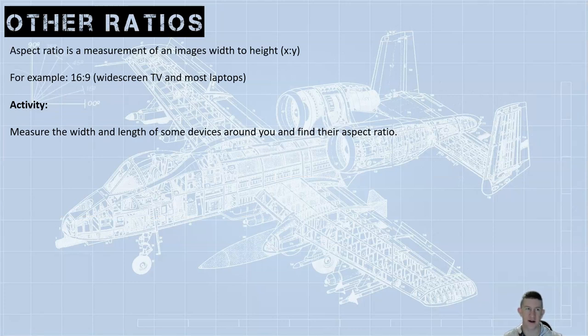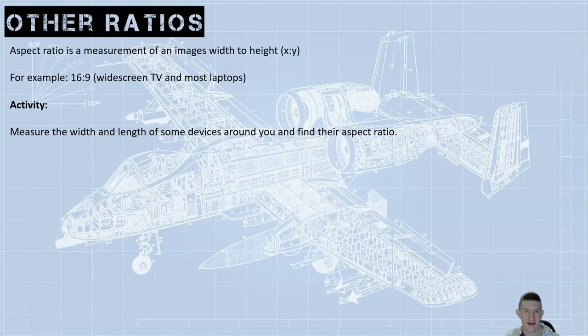Next, we're going to look at this other concept of ratios. Something called an aspect ratio in tech language is the measurement of an image's width to height. Sometimes you see this on your computer screens, you may have seen that term. For example, a 16:9 ratio is a widescreen TV, and most of your laptops use that ratio. So that means if it's width to height, for every 16 centimeters of width, you would have 9 centimeters of height. So it's much wider than it is high.